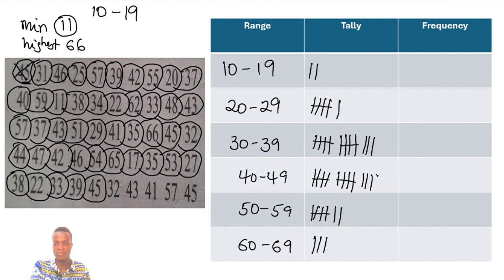45 we are here. 32. 32 we are here. 43. So 43 we are here. So we complete a bundle. Yes. 41 is the next one. 41. 57 is here. So one and 45, the final one, 45 will be here.